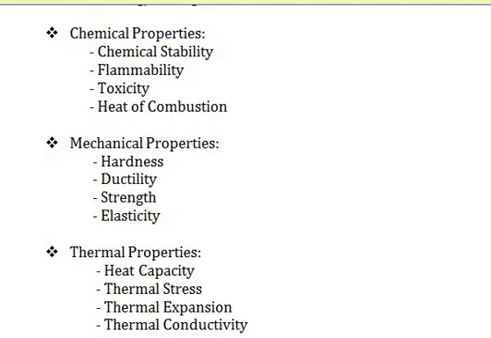We also have thermal properties, and thermal properties, as the name implies, refers to those properties that are related to heat or thermal energy. So we have heat capacity, the thermal stress, and thermal expansion, how a material may expand under the application of heat. We also have thermal conductivity. This shows us whether a material can conduct heat or not. And this will help us to know whether we can use it as a conductor in an application that needs conductors, or if it doesn't conduct, we can use it as an insulator.